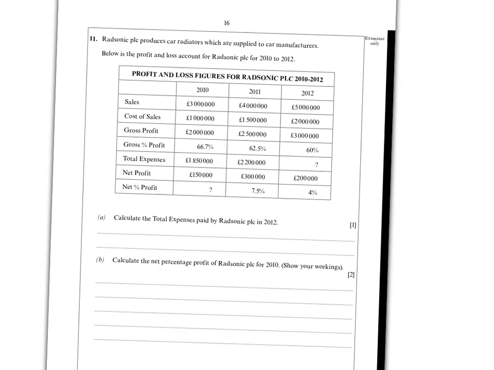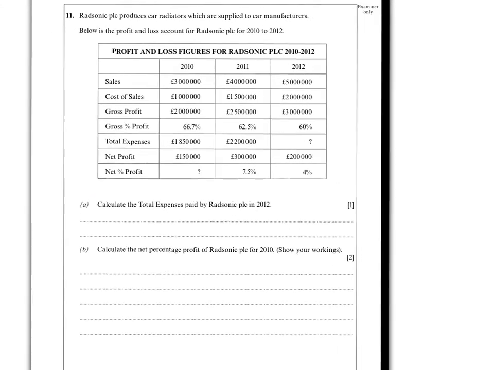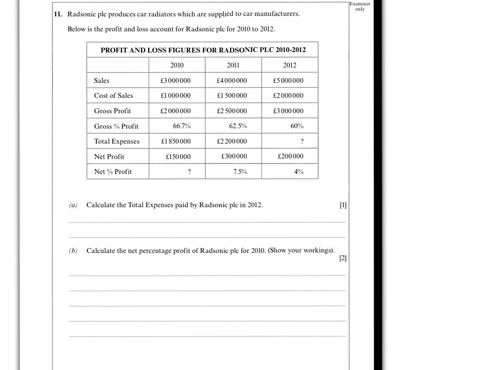This is the last one for profit and loss, and it's one I haven't done for years. So it looks a lot like that one we just did a couple of pages back, and I think this is a structure they seem to like lately. They seem to have come up with a couple of ones like this lately. So it's talking about Radsonic, and this must have been last year's paper, or maybe the year before. So there's 3 years again. They've given 3 years of profit and loss, and they've got all those things that they had before where they're going to ask you for net percentage profit. They love this net percentage profit, so we've got to try and do that in a minute. They're going to ask us to do that for 2 marks.